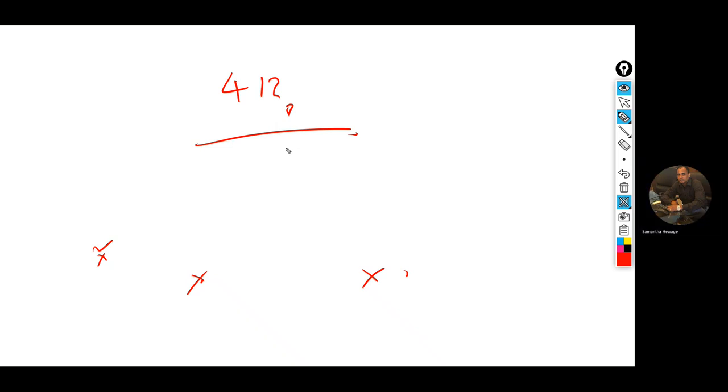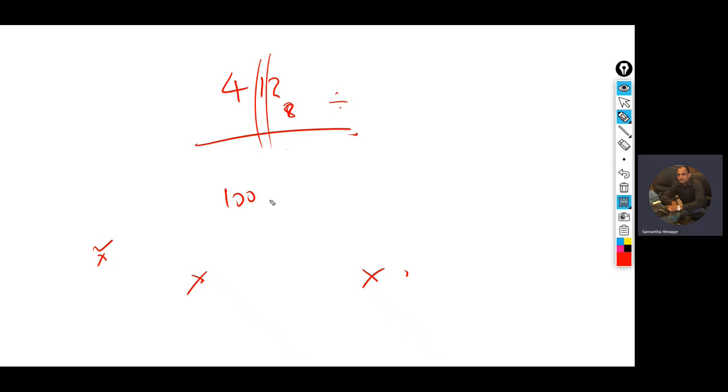Right. 412 octal equivalent to... you can straight away divide by 3 here. 4 means 100, 1 means 001. Octal we have only 3 digits. 2 means 010. Check whether this answer is there. 100001010.